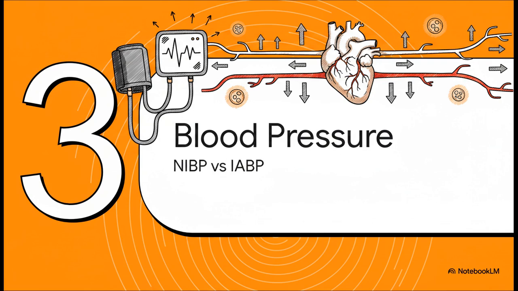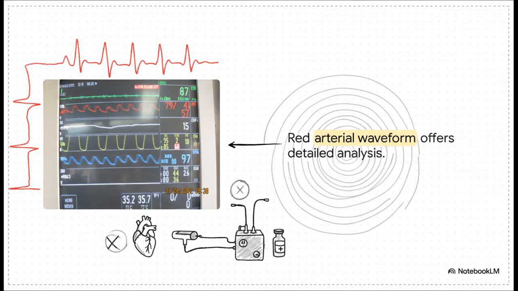All right, Section 3, Blood Pressure, non-invasive versus arterial. Moving on to hemodynamics, monitoring BP is our way to ensure tissues are actively receiving that vital blood supply. Let's apply this to a quick case. Imagine you have a critically ill trauma patient on heavy vasopressors. Normal, non-invasive methods like an automated blood pressure cuff simply won't cut it. We have to upgrade to invasive arterial blood pressure, or IABP.